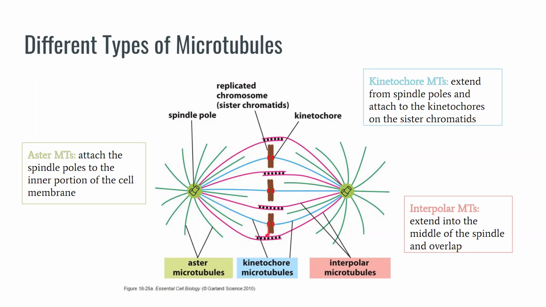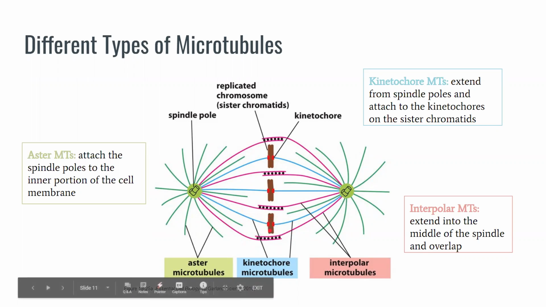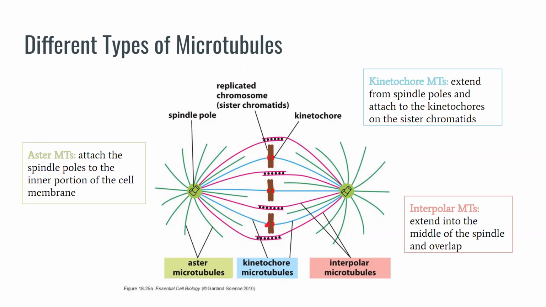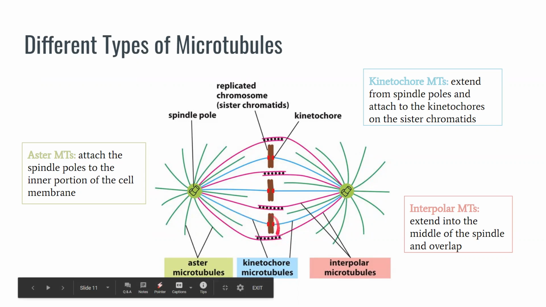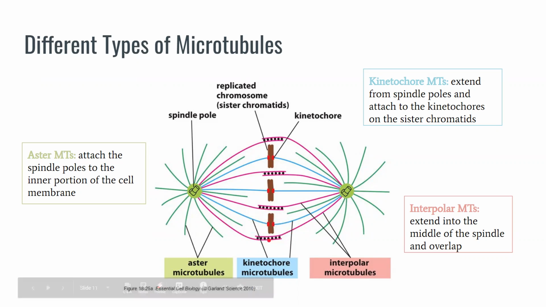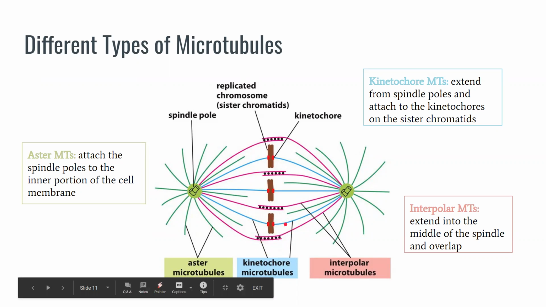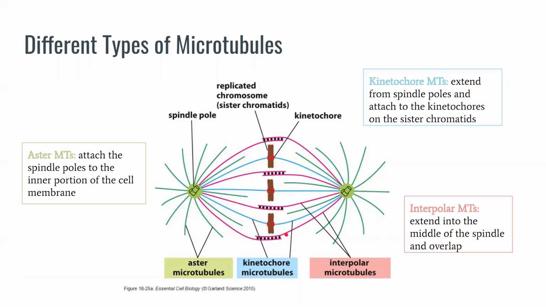attach to the kinetochore protein complexes that are on the actual sister chromatid. So these little red marks are the kinetochores, and the blue lines are the kinetochore microtubules. They extend from the pole and attach to the kinetochore proteins on the sister chromatid. These are important for when the chromatids separate and the cell divides. So these are your three different types of microtubules.